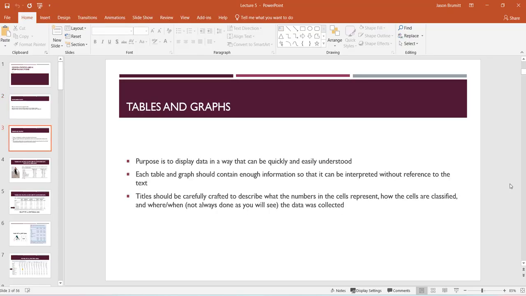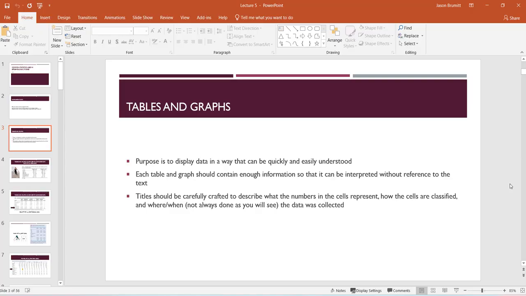Lots of tables and graphs. The purpose is to display data in a way that can be quickly and easily understood. Because the data is so dense, having a table or graph really brings things to life in a way that makes it, like it says there, quickly absorbed or quickly understood.